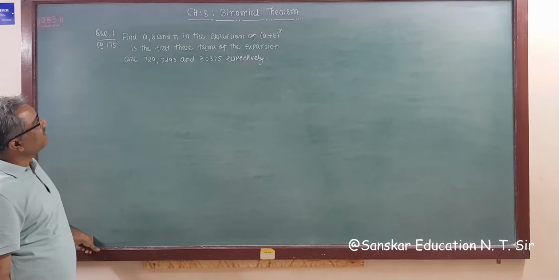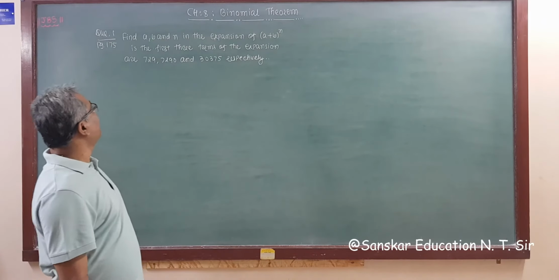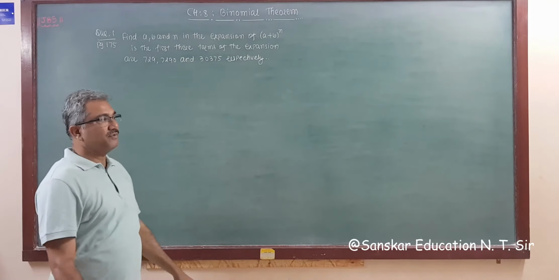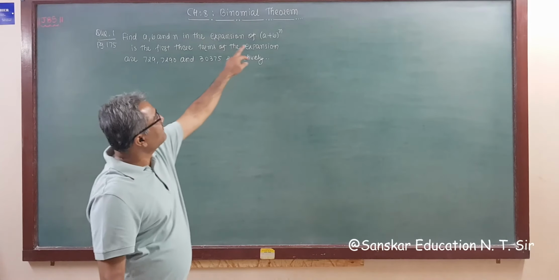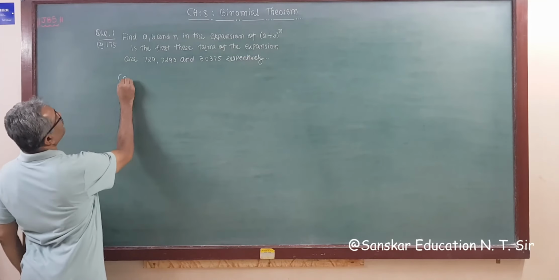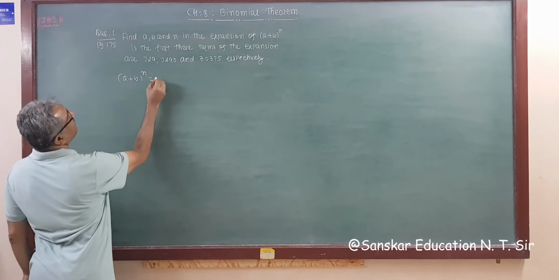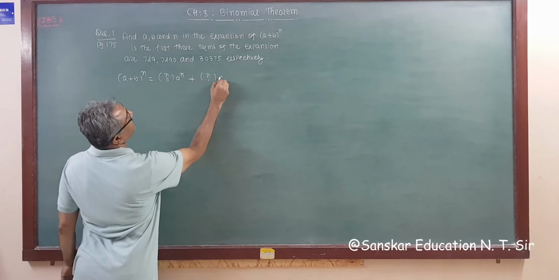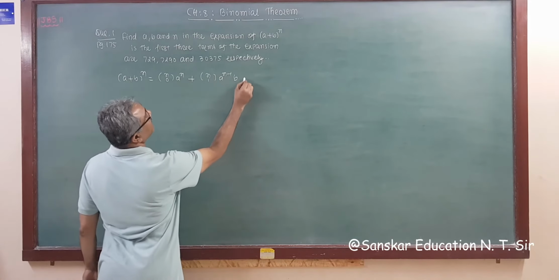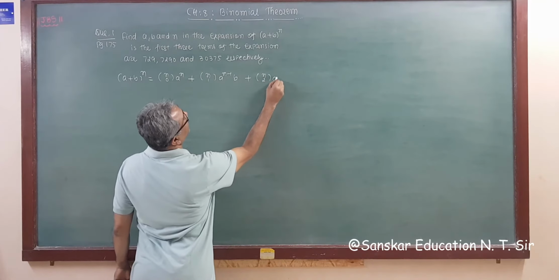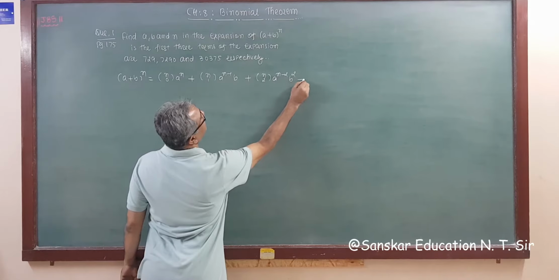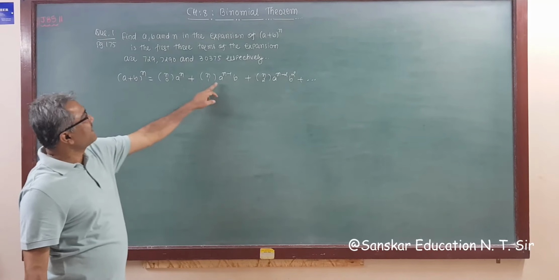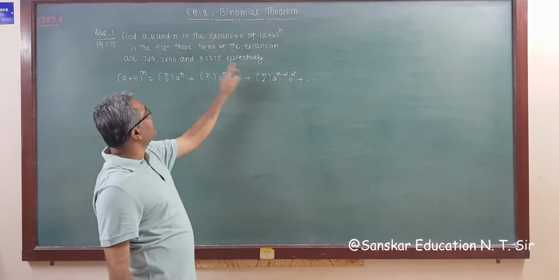Find a, b and n in the expansion of a plus b whole raised to n if the first 3 terms of the expansion are this, this and this respectively. So the first 3 terms of the expansion a plus b whole raised to n are given. So you know a plus b whole raised to n is nC0 a raised to n plus nC1 a raised to n minus 1 into b plus nC2 a raised to n minus 2 into b square plus and so on, right? So the first 3 terms: the first is given as 729, the second term is 7290 and the third term is this.